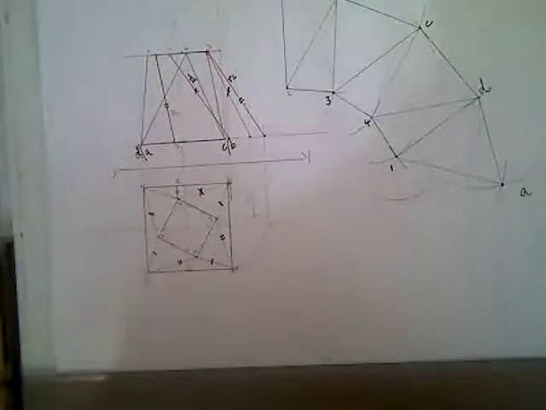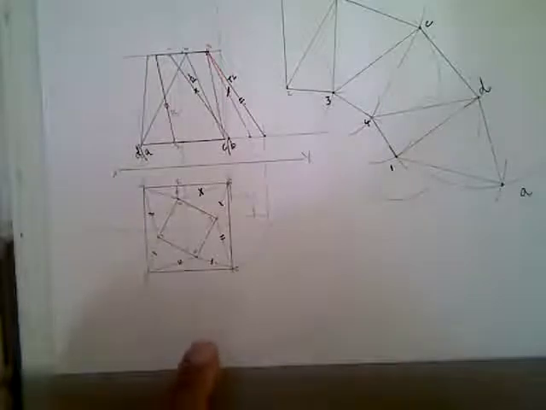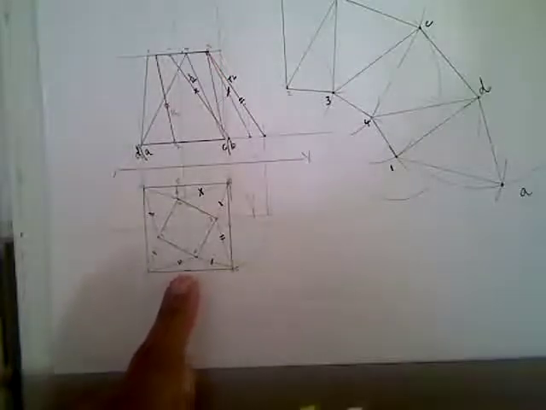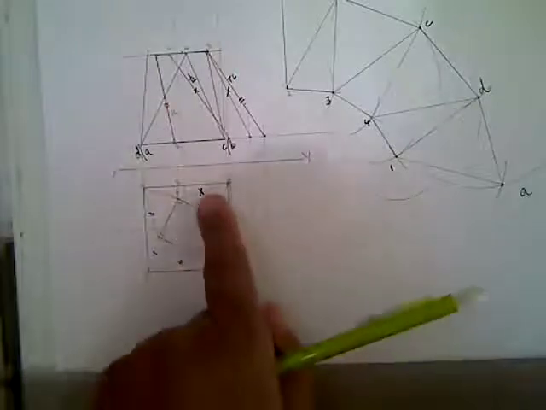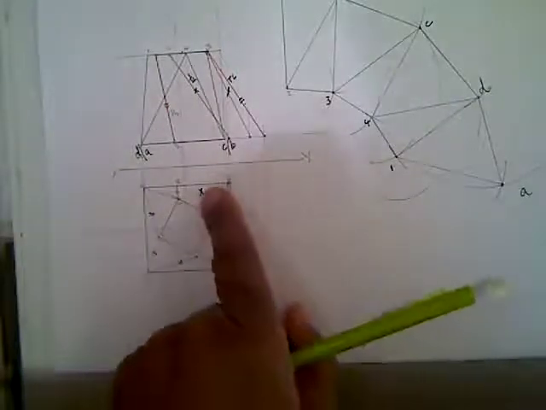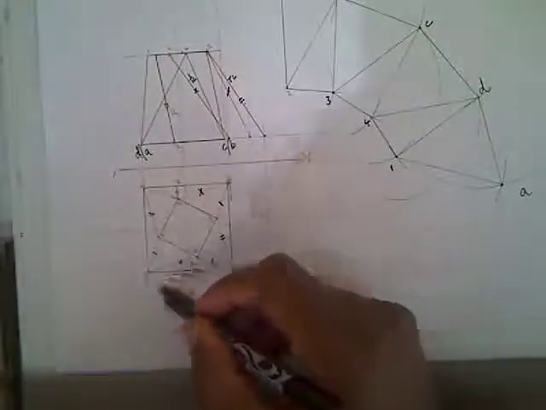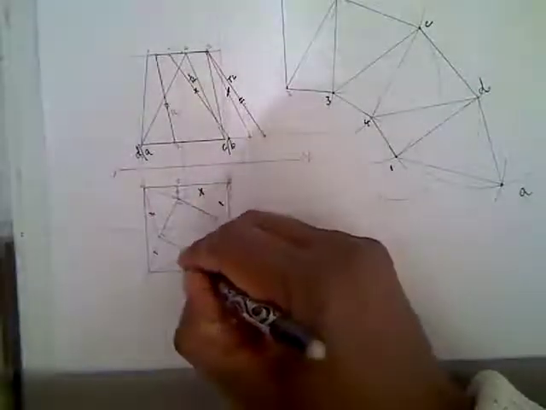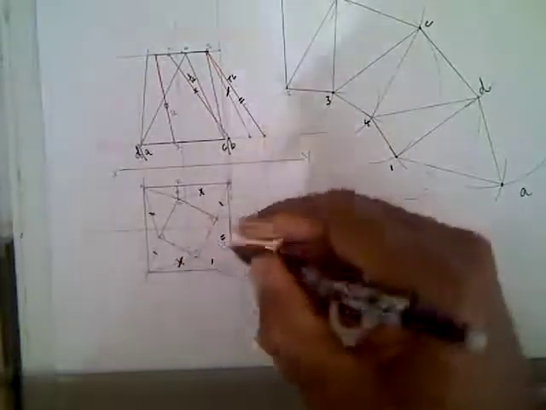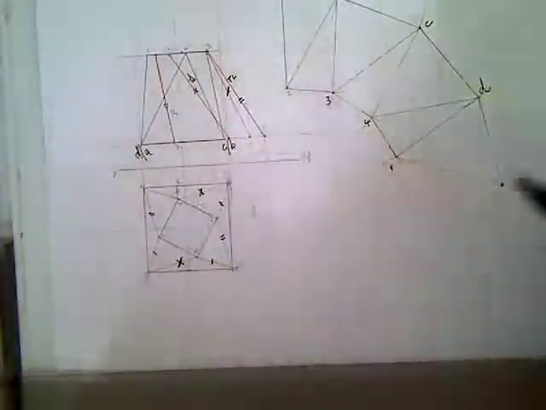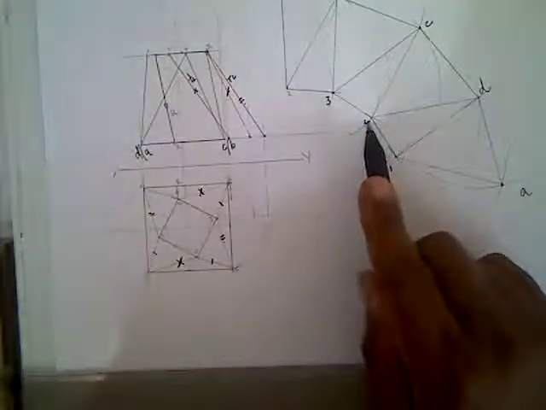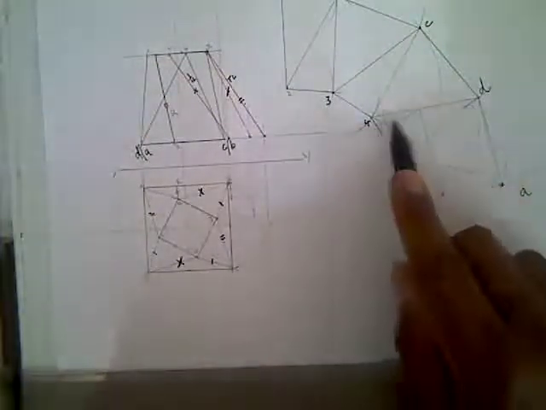What did I do? No. This one is that one. From 4 to D is that one. And then, from 4, let's check. From 4 to D.